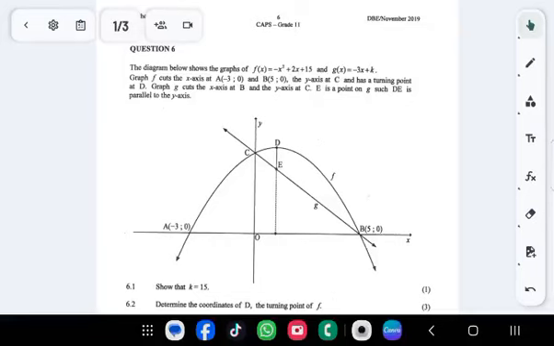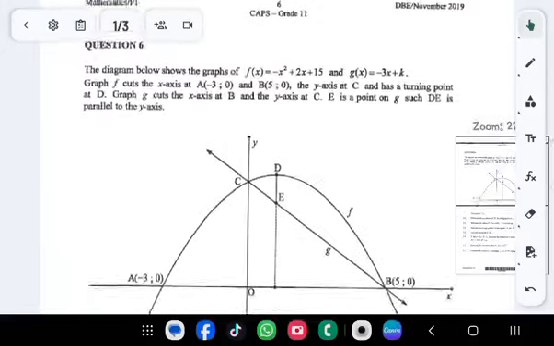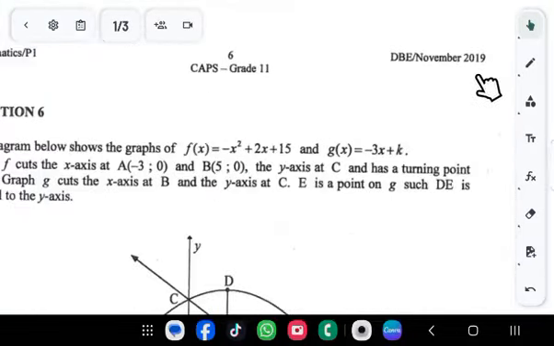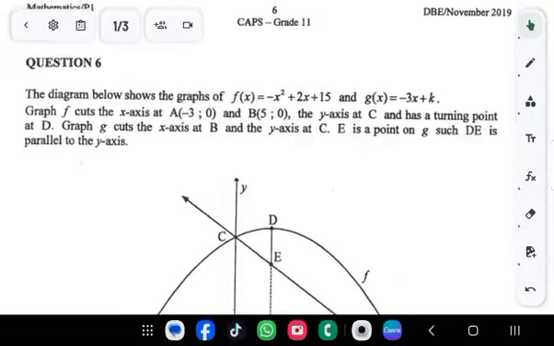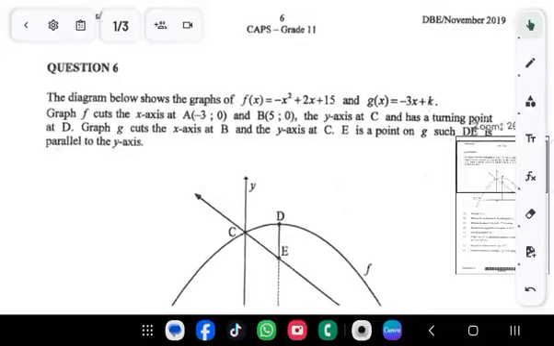And in this video, we're going to focus on mathematics grade 11 functions, particularly focusing on the parabola and the straight line. This question number 6 comes from the November 2019 paper of the Department of Education. Let's start. The diagram below shows the graphs of f of x equals minus x squared plus 2x plus 15 and g of x equals minus 3x plus k.